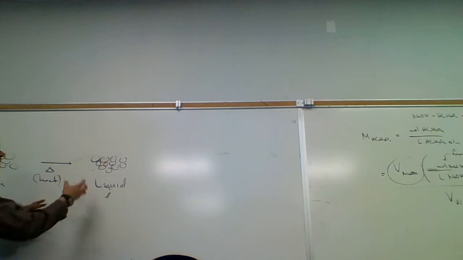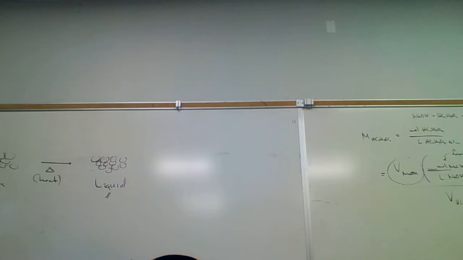So what has to happen here is the solid is held together. What holds solids together? What holds solids together are bonds. What types of bonds do we have? We have ionic bonds. We have covalent bonds. And we have metallic bonds.